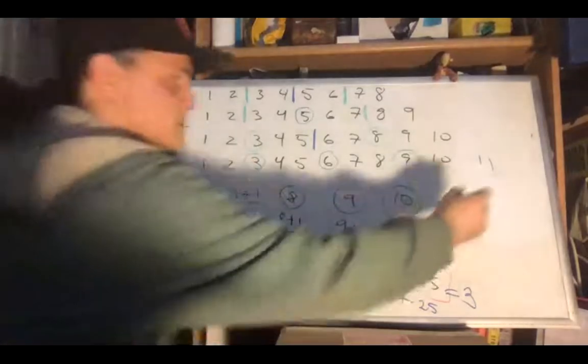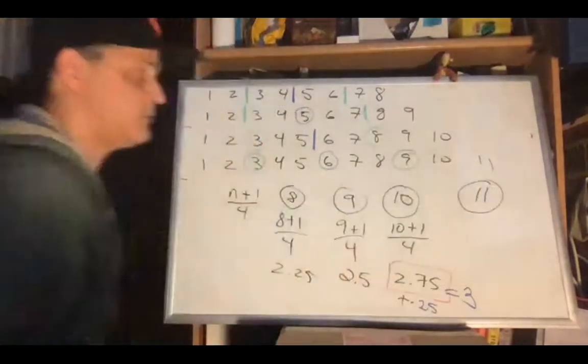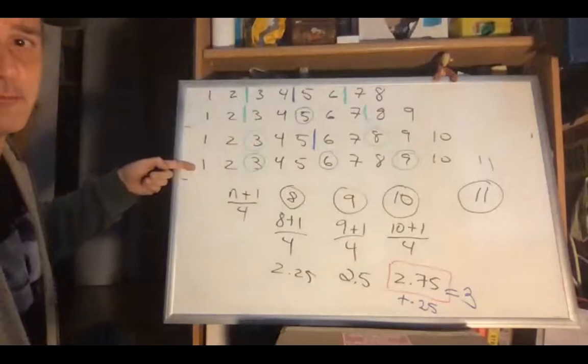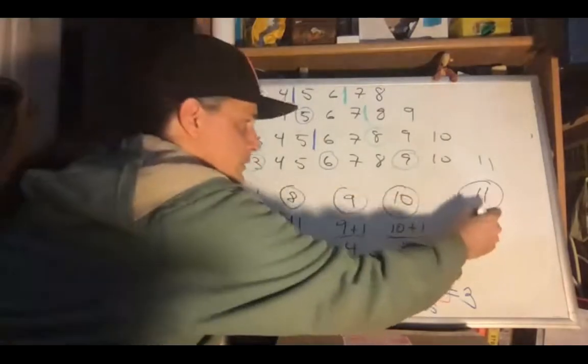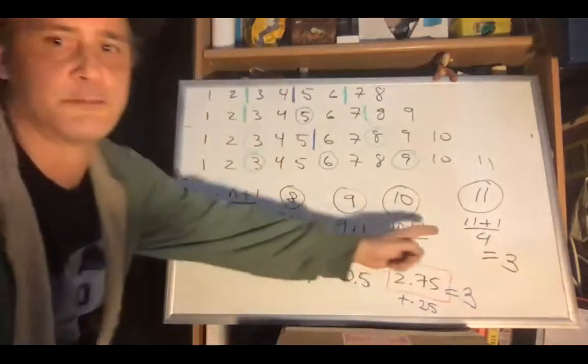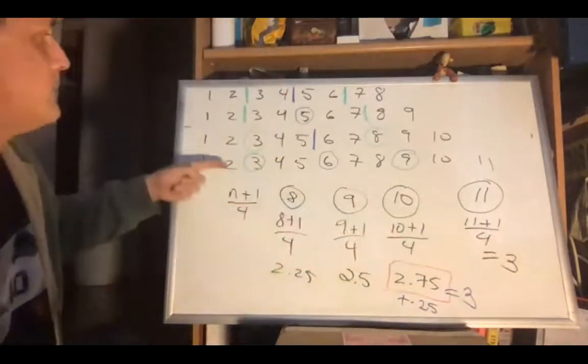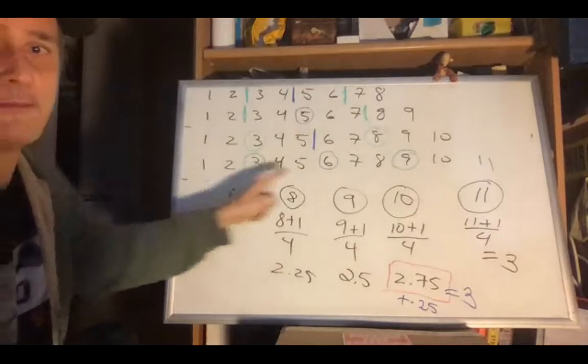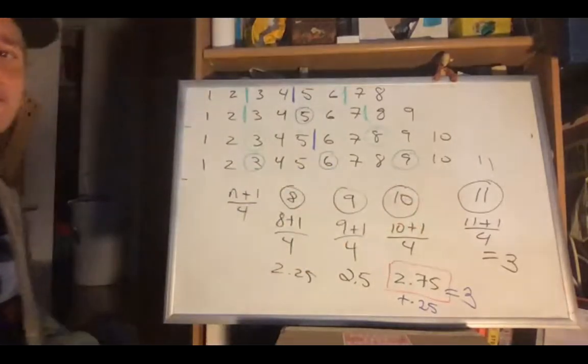Okay, and then just to finish up this idea, if we had the bottom one, we have our 11 numbers. So 11 plus 1 divided by 4 is exactly 3. Again, that's because 12 is a multiple of 4. And so the third number from the bottom, the third number from the top.